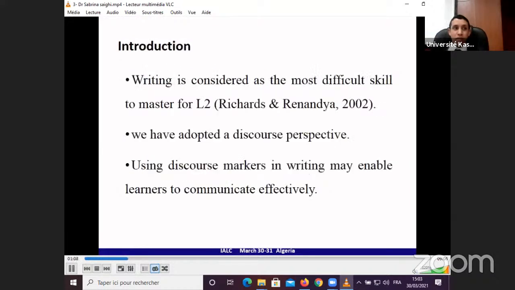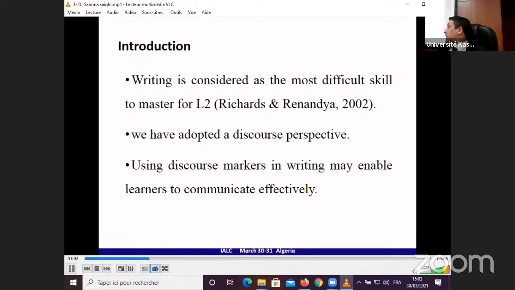Among the other skills, writing is considered the most difficult skill to master for second language learners. The difficulty lies in translating the author's ideas into written text. There have been many approaches in teaching writing. However, they have adopted a discourse perspective. Why? Since discourse analysis is an eclectic approach that combines theory, function, and context.